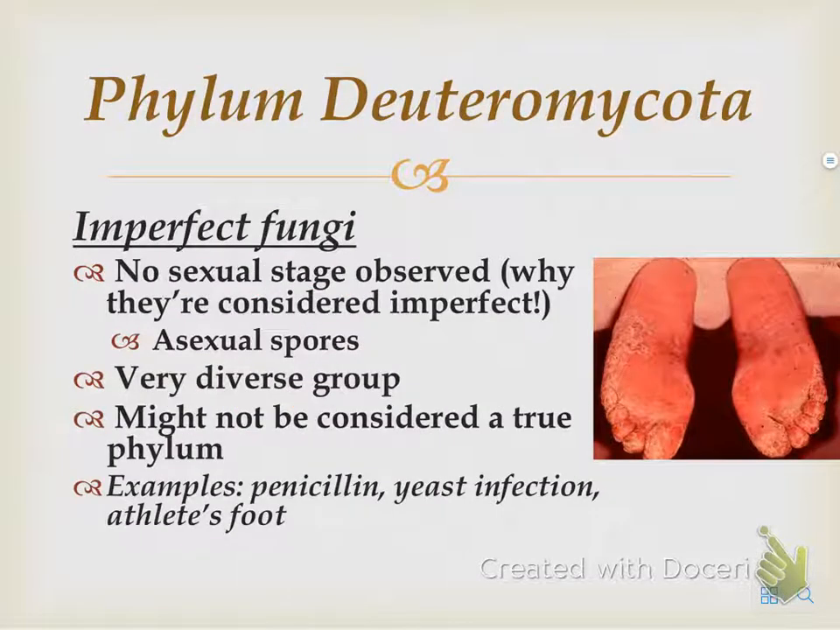Phylum Deuteromycota, this is just your imperfect fungi. This is kind of like your junk drawer fungi phylum, kind of like how protists are the junk drawer of Eukarya domain. So there's not a lot known about them. They might not even be considered a true phylum, but we need to talk about just a couple of things that are in here. So like penicillin is in here, yeast infections, athlete's foot. These are the things that you're most common with in terms of causing issues for humans.